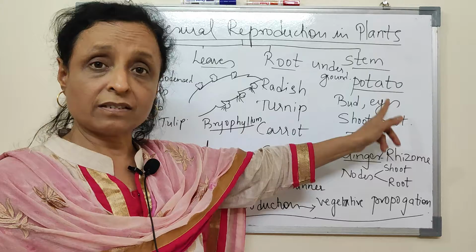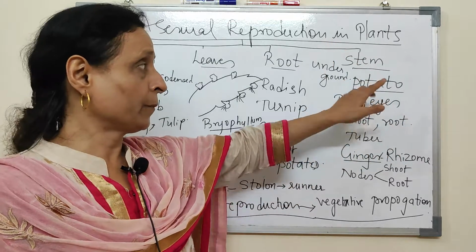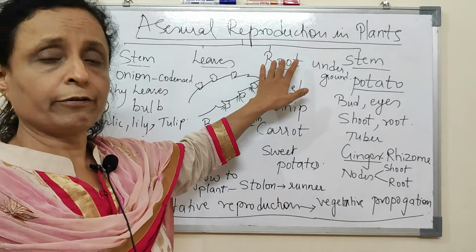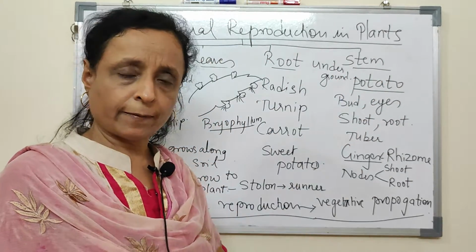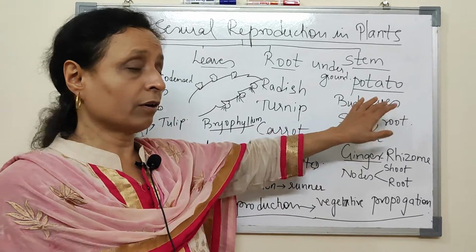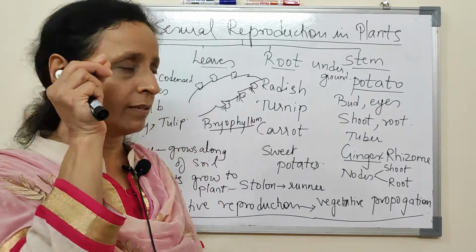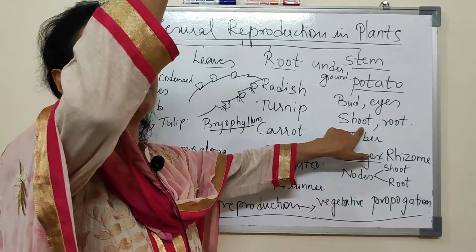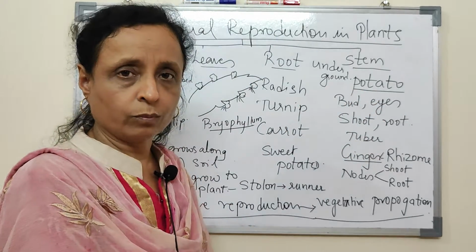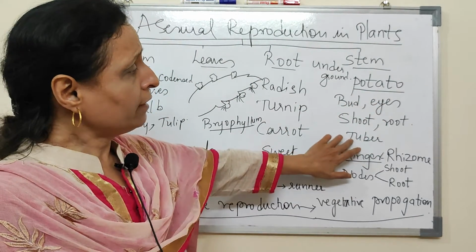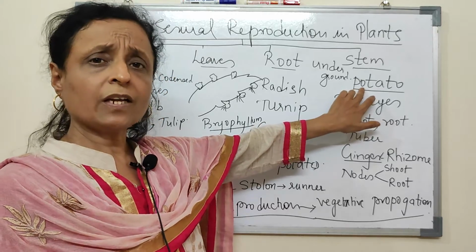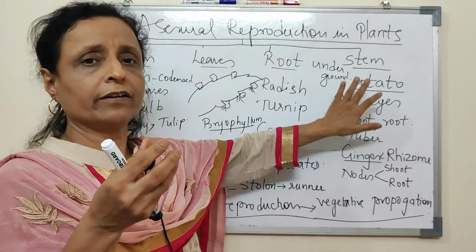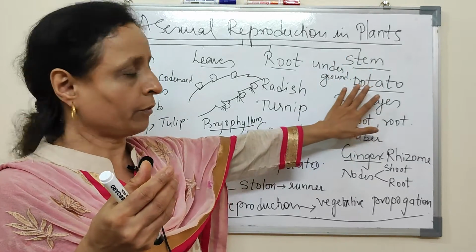But it is a stem, a modified underground stem, potato. Whereas sweet potato is a modified root. Potato is a modified stem. It has got buds, which are known as eyes, and they are capable of developing shoot. Shoot means upper leaves, and root means the roots below. And this potato is known as a tuber, a modified underground stem capable of reproduction.